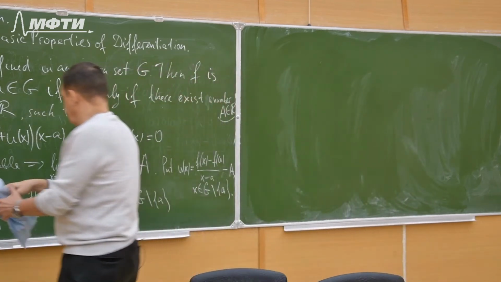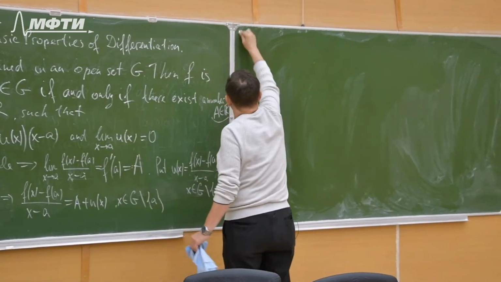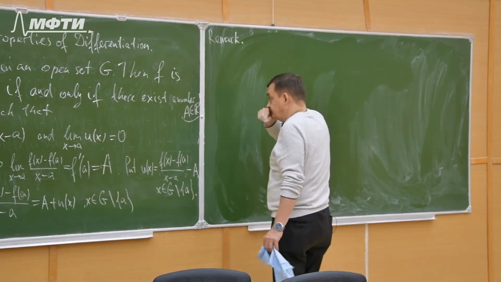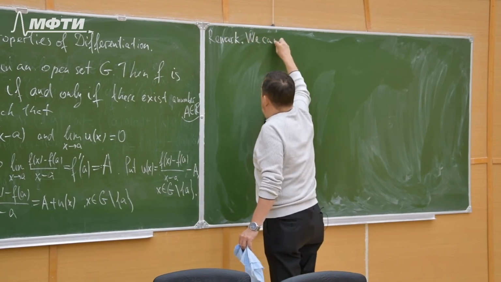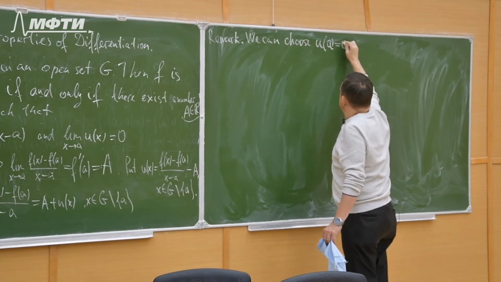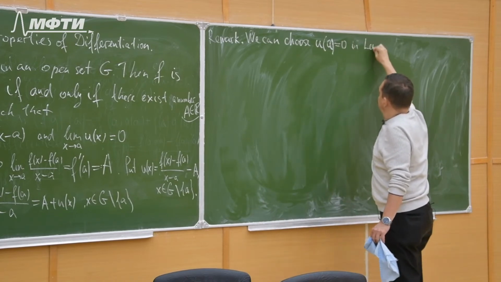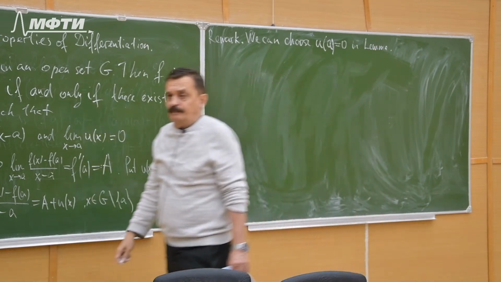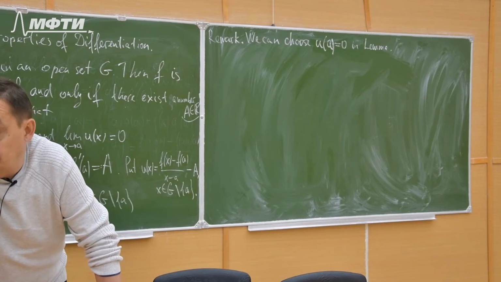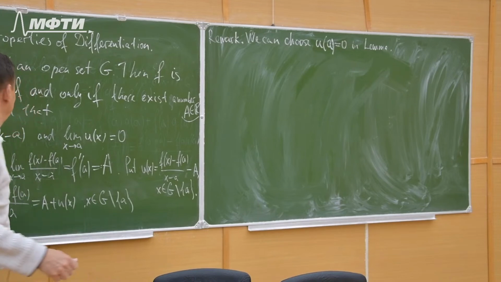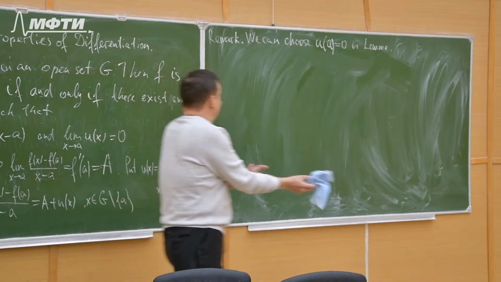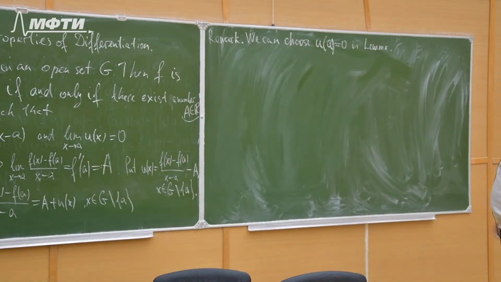Okay, so a remark of this lemma. We can choose u of a equals 0 in the lemma. So it's possible to give an example for the lemma. What does example for the lemma mean? Every differentiable function is an example for the lemma. So the first two examples, x and x squared, are examples for that lemma. Okay, so we can choose u of a equals 0.